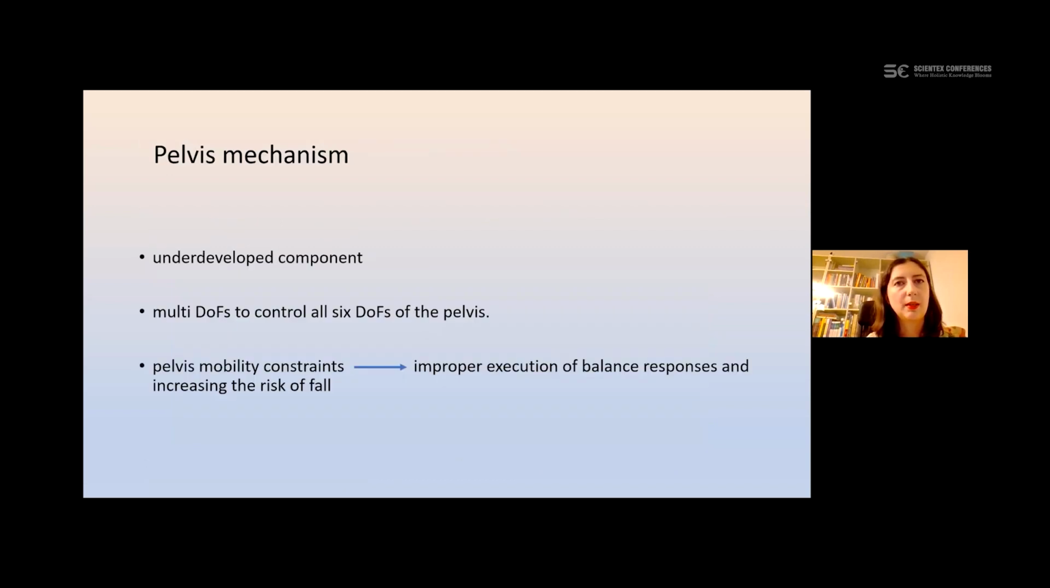The pelvis mechanism is a component of gait rehabilitation systems that currently is underdeveloped. In order to achieve natural pelvis movements, it is necessary to develop multi-degree of freedom pelvis mechanisms that provide assistive force field to the pelvis and control all 6 degrees of freedom of the pelvis. Otherwise, pelvis mobility constraints and human-robot joint misalignment occur during gait training, leading to improper execution of balance responses and increasing the risk of fall.